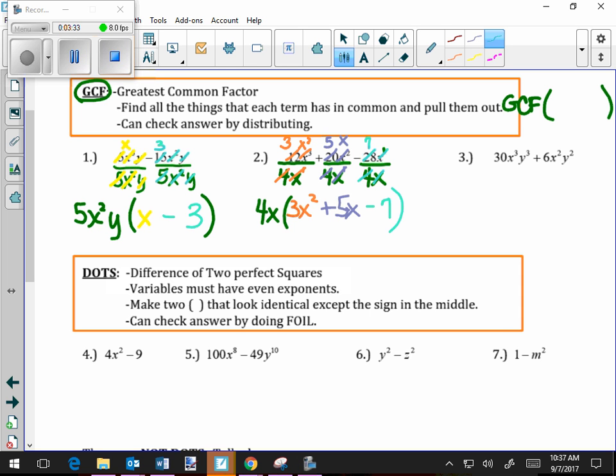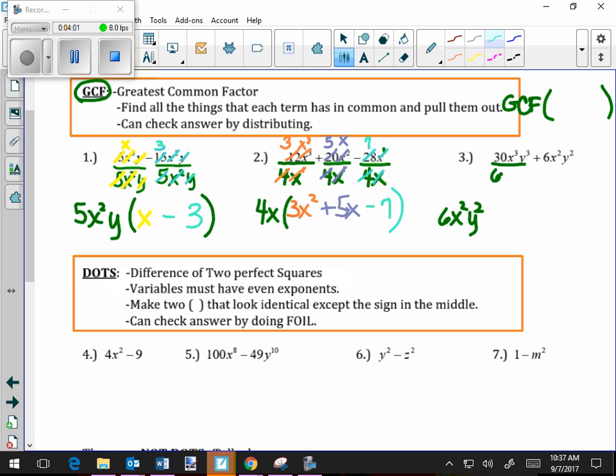When I move on to the next one, I don't just have x's again, I have x's and y's, so I want to take that into consideration. So my GCF, for 30 and 6, is 6, so 6 is going to be part of my GCF. The most amount of x's I can take out of both is x squared. Remember, you look for the smallest exponent. One is x to the third and one is x squared, so it's x squared. And then the same thing happens with y squared. It's the smallest exponent on y, so that's going to be what the GCF is.